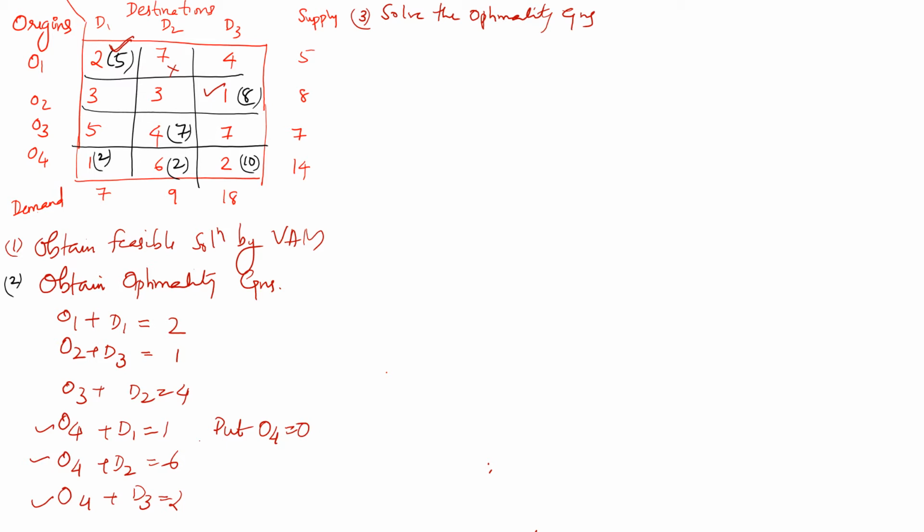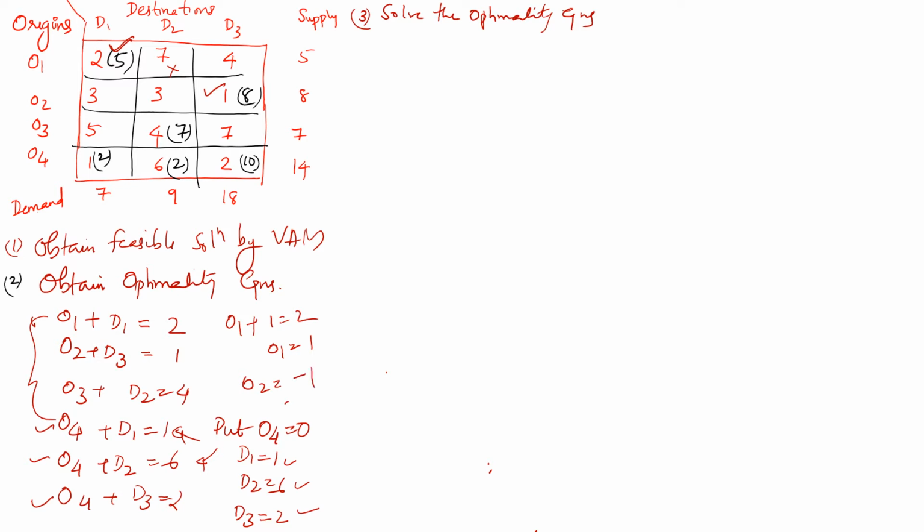If you put O4 is equal to 0 in this equation, D1 will be 1. If you put O4 is equal to 0 in this equation, D2 will be 6. Here D3 will be 2. Now substitute the values of D1, D2 and D3 in these equations. O1 plus D1, D1 is 1. 1 plus O1 is equal to 2. So O1 is equal to 1. Likewise, O2 is equal to 1 minus 2.